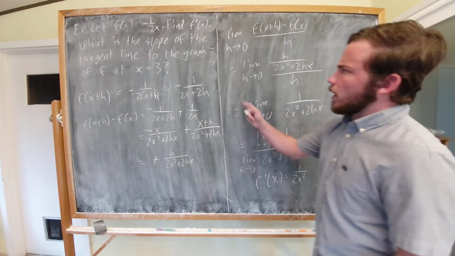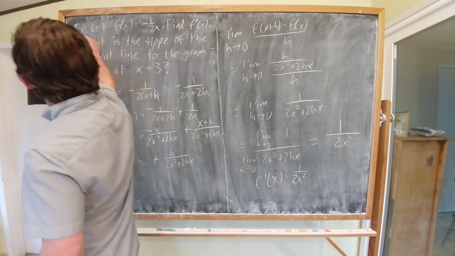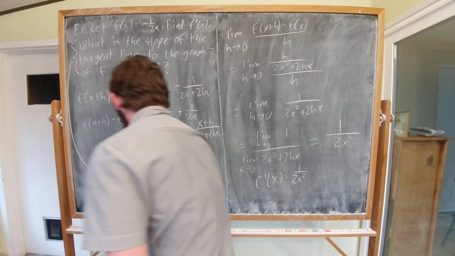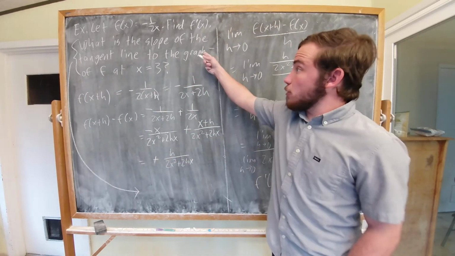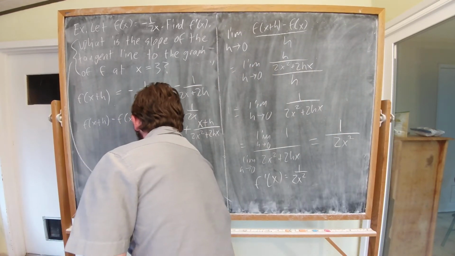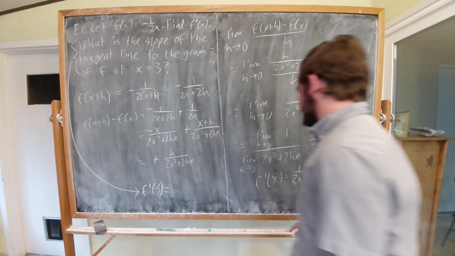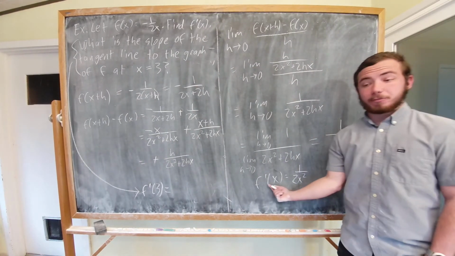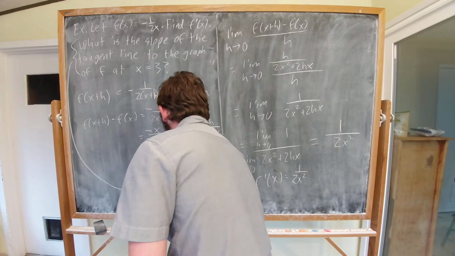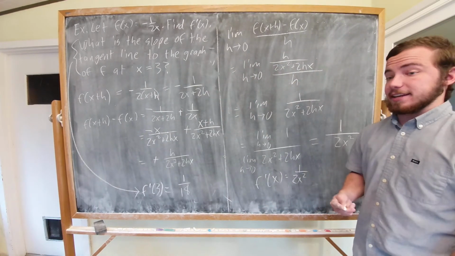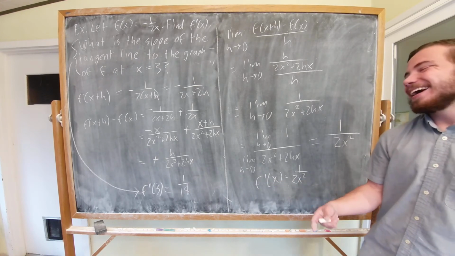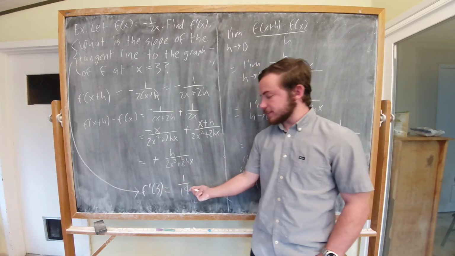Now we need our question. What is the slope of the tangent line to the graph at x equals 3? Yeah, let's put that over here. That slope is merely evaluating the derivative at x equals 3. We want f prime of 3. Okay, well, what's f prime of 3? Just plug in 3 to f prime of x, and you'll get 1 over 2 times 9, so 1/18. Derivative as a function is a function, obviously. And then the derivative at a point is a number.